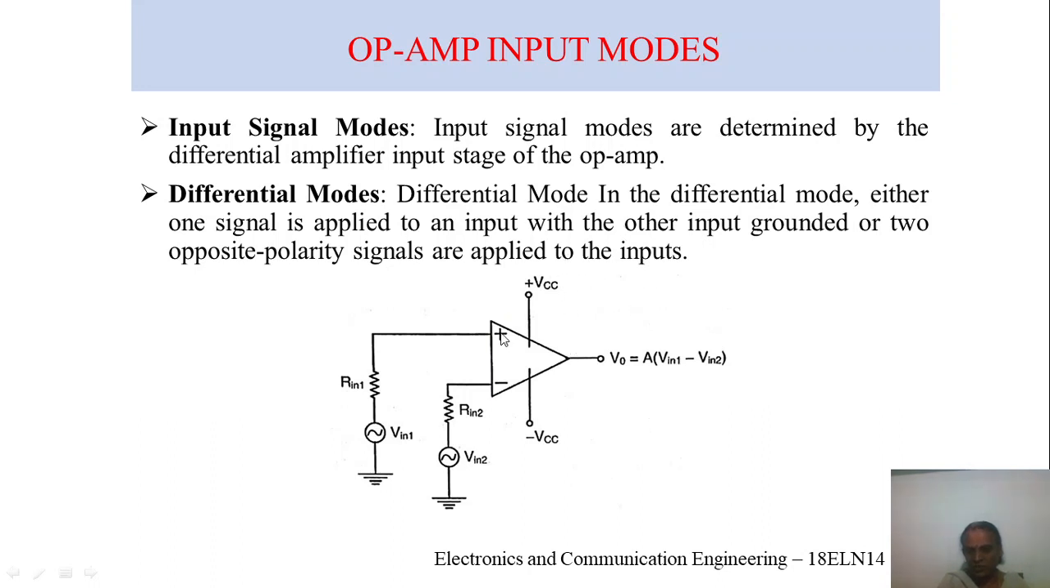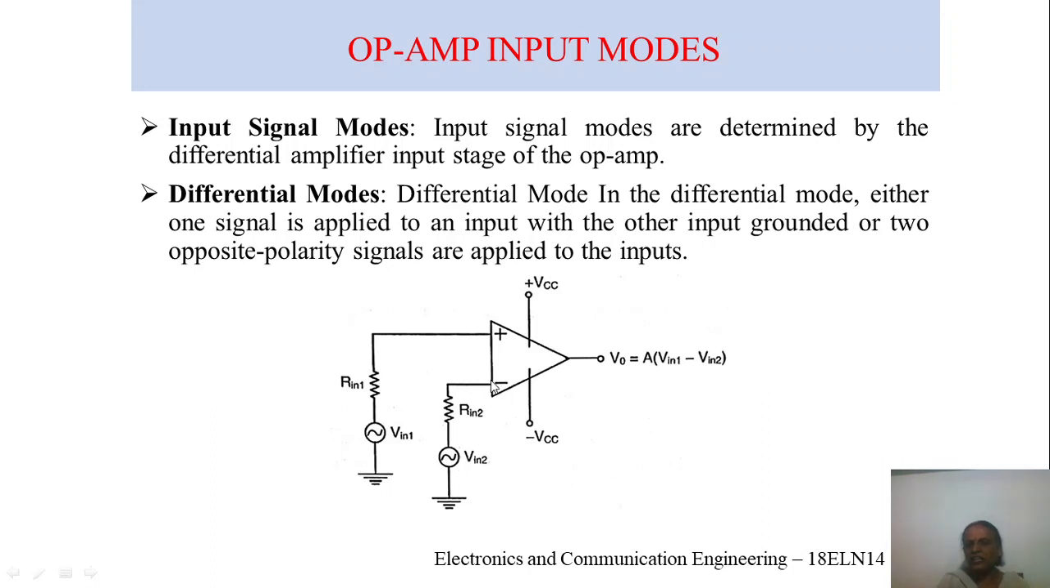It is not very confusing. I'll just tell you. In the differential mode, either pin number 2 or pin number 3, non-inverting or inverting, can be given. If I give the input voltage to pin number 2, then pin number 3 should be grounded. That is, if the input is given to the non-inverting terminal, the inverting terminal should be grounded, and vice versa also.